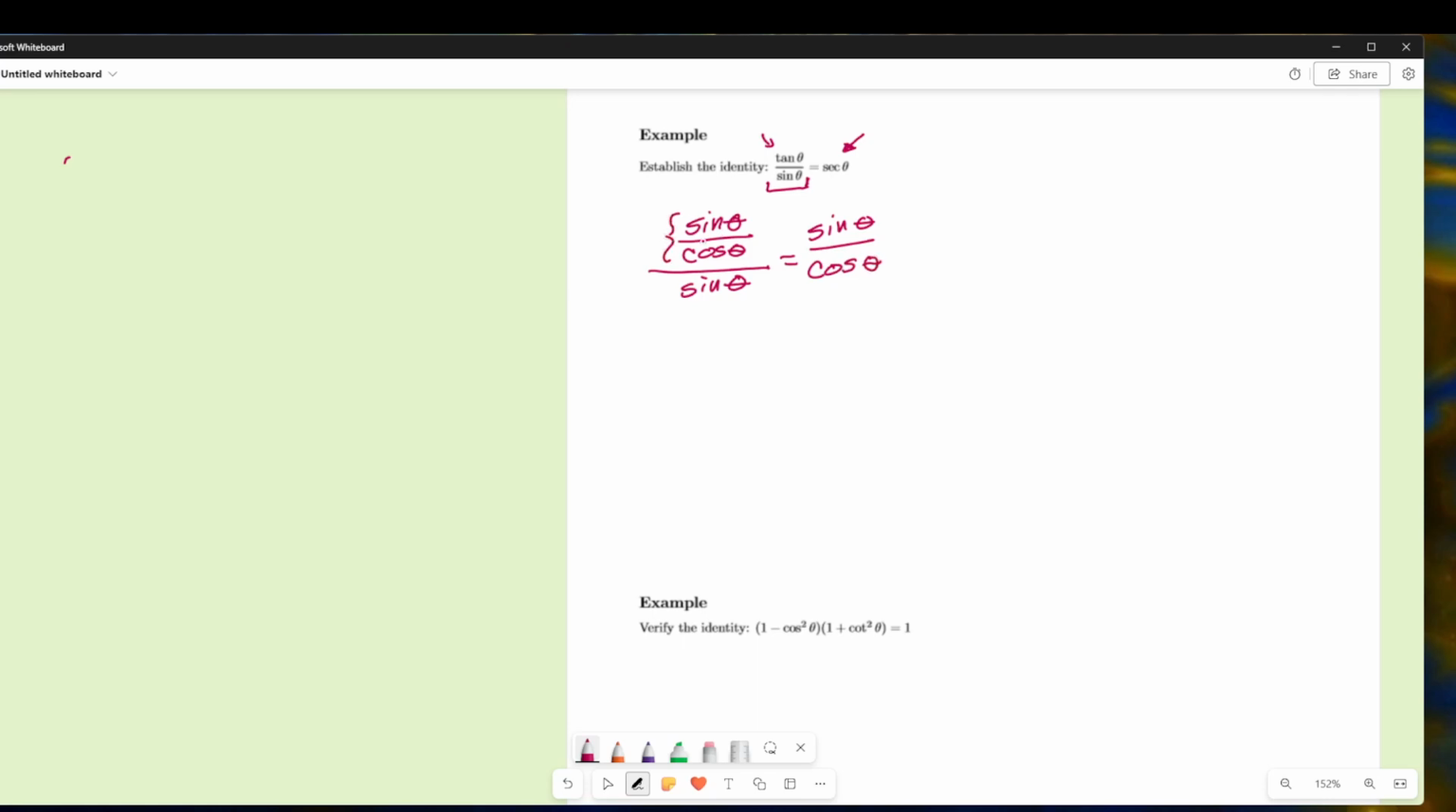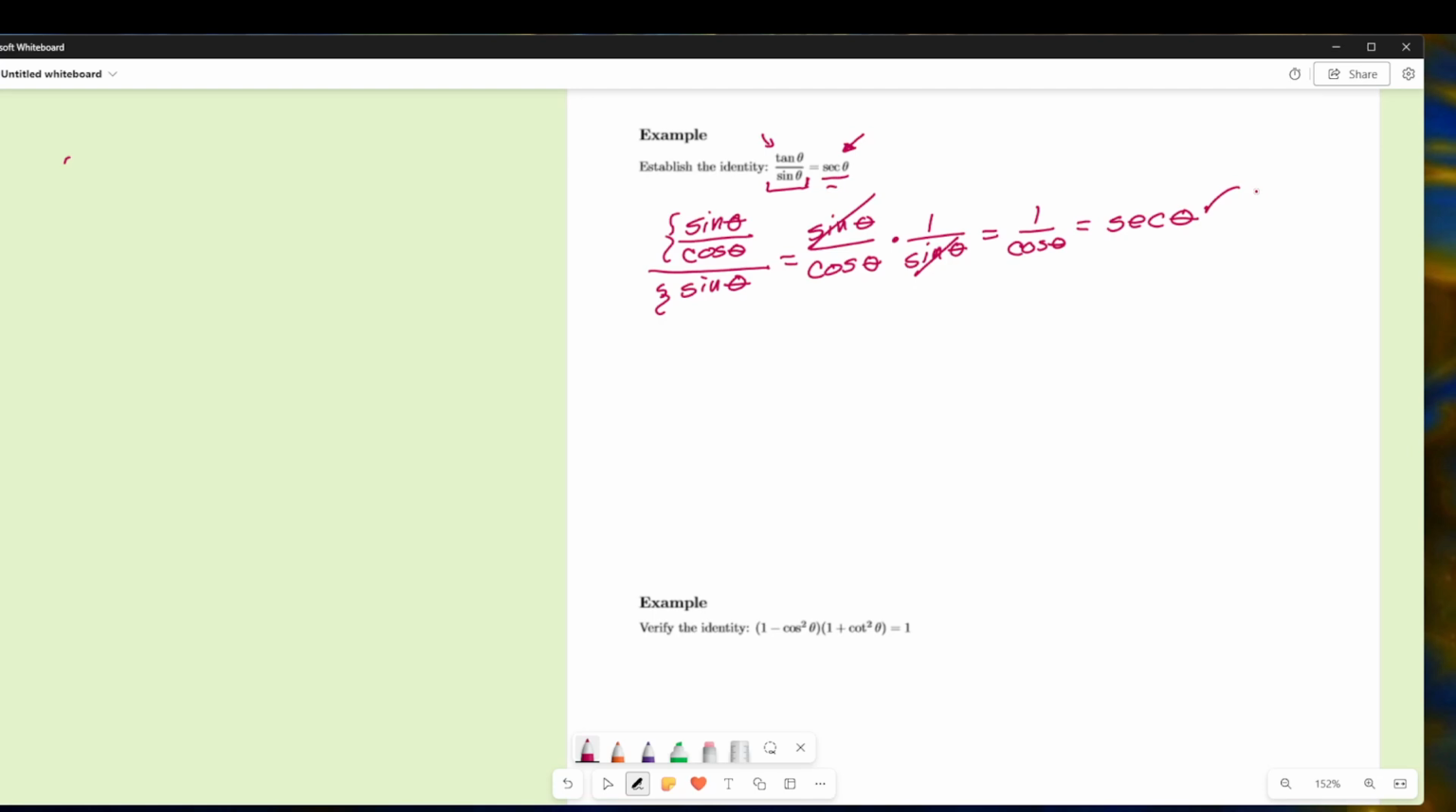got sine over cosine divided by sine. That's going to turn into sine over cosine multiplied by sine's reciprocal, 1 over sine. Could certainly have written cosecant there, but I don't want to because I want to show that those sines will cancel, leaving us with 1 over cosine theta. And by our reciprocal identity, that is equal to secant theta, which is what we wanted to show.